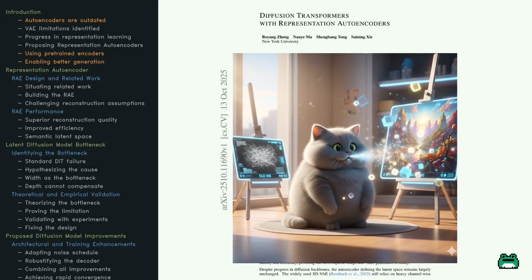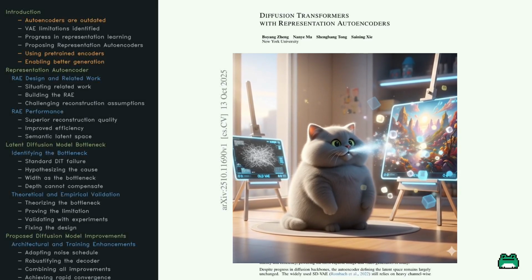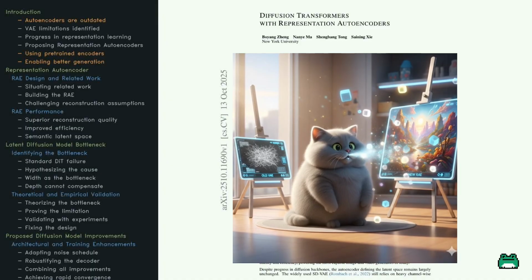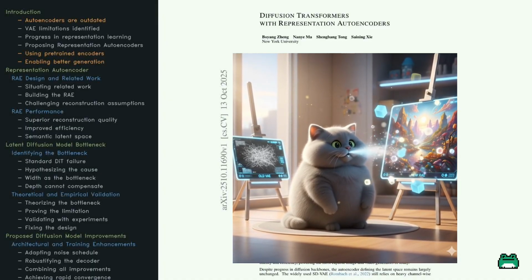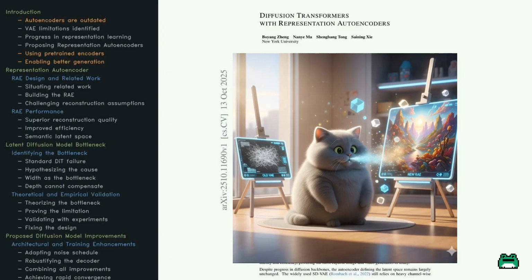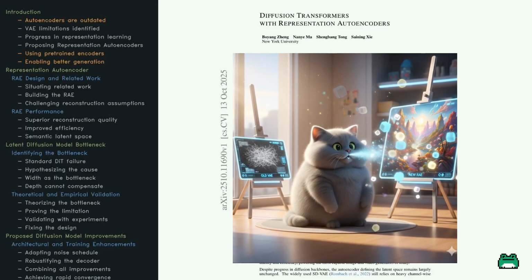Then, the diffusion model learns to operate directly in this smarter space. The result? Cleaner images, faster training, and state-of-the-art FID scores. 1.51 at 256 by 256 without any tricks. In short, the team showed that you don't need to shrink your data to make it beautiful. You just need to teach your model to think in meaning instead of pixels.